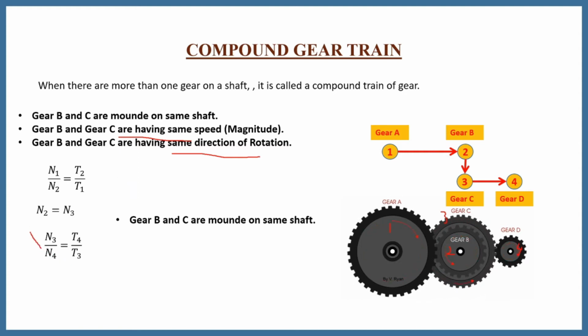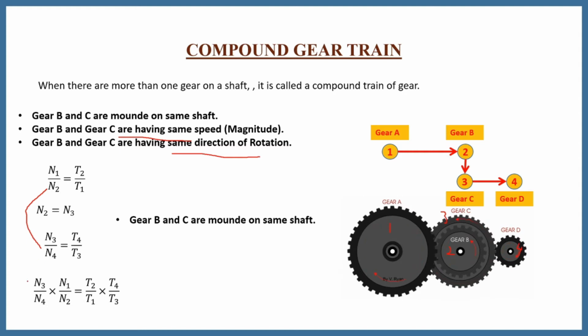If you take the multiplication of both sides of these two equations, n3 upon n4 into n1 upon n2 is equal to t2 upon t1 into t4 upon t3. Here, n2 is equal to n3, so n3 and n2 get cancelled. That means the final equation becomes n1 upon n4 is equal to t2 upon t1 into t4 upon t3.